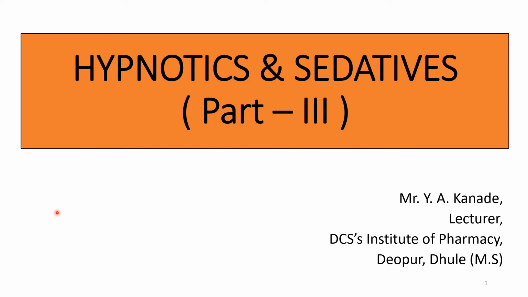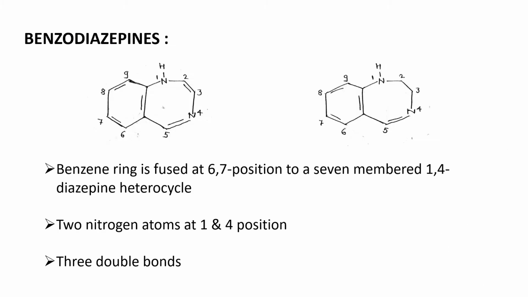Till today, we have completed up to the first class of hypnotics and sedatives, that is barbiturates or barbituric acid derivatives. In today's video, we are going to see the other classes of drugs from the chapter of hypnotics and sedatives. In that, the first one is benzodiazepines or benzodiazepine derivatives.